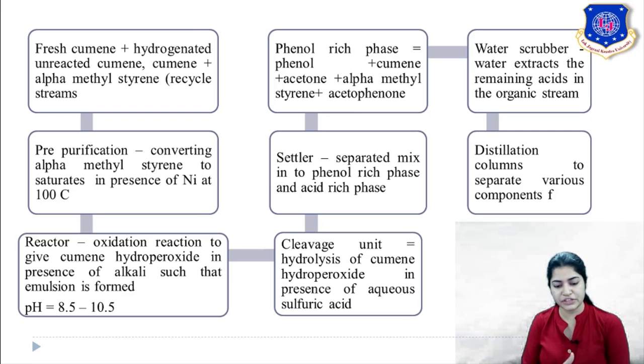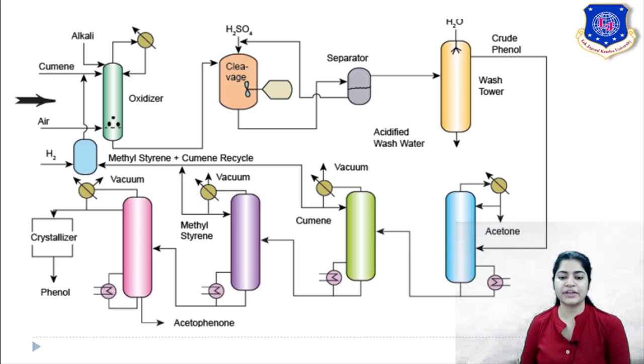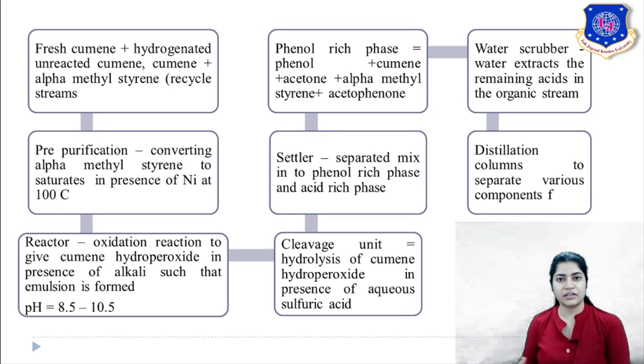One is the phenol-rich phase and another is your acid-rich phase. Phenol-rich phase means what? It is the organic-rich phase. So here you can see that it is going to the separator. Now, from the separator, your phenol-rich phase. Okay, your phenol-rich phase is what?